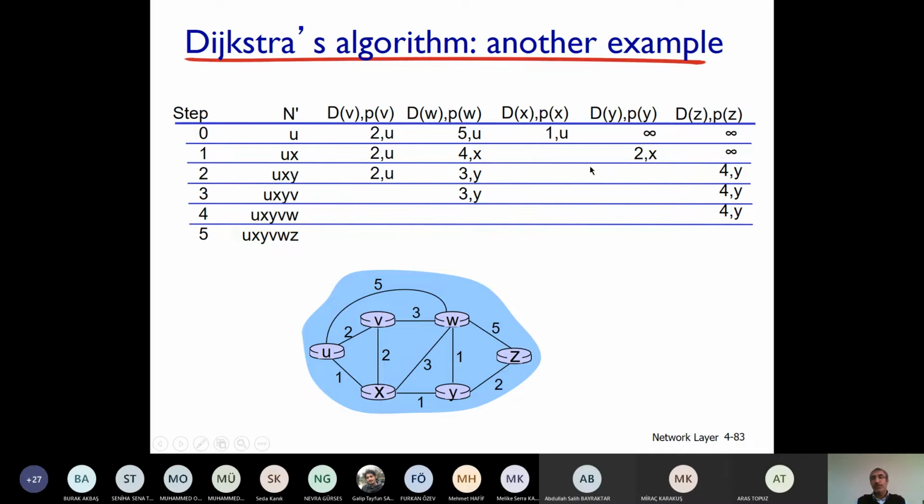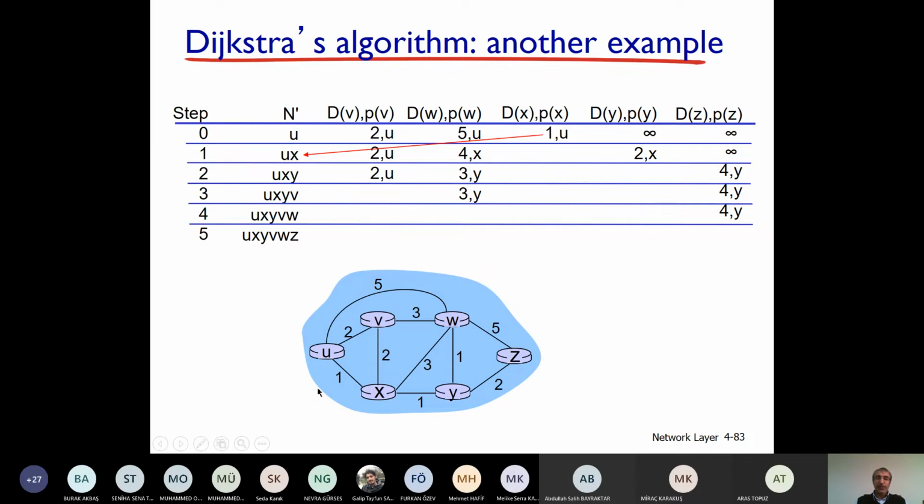And for the D of Y, it's not directly connected, it's not a direct neighbor, so that's why I put infinity. And for the Z it is again infinity because it's not directly connected to the source. So among these, what's the minimum cost path? It is this, right? 1. So that's why we put the X node to the n prime set.